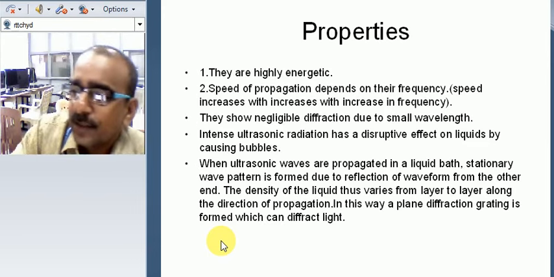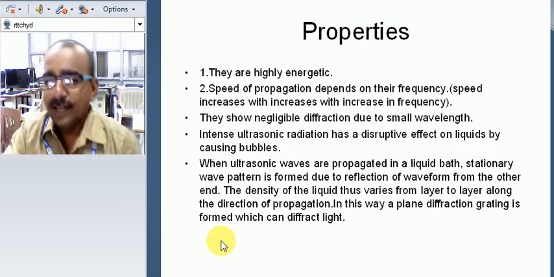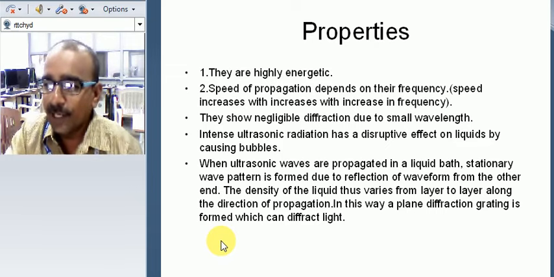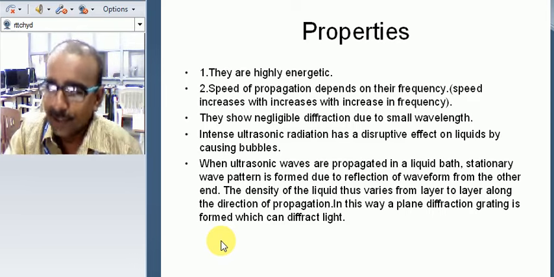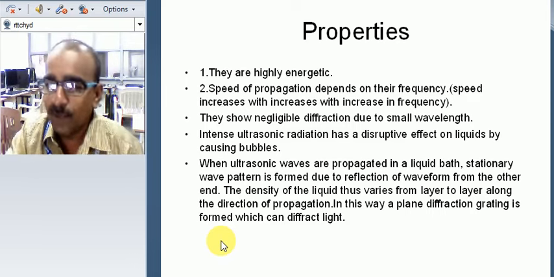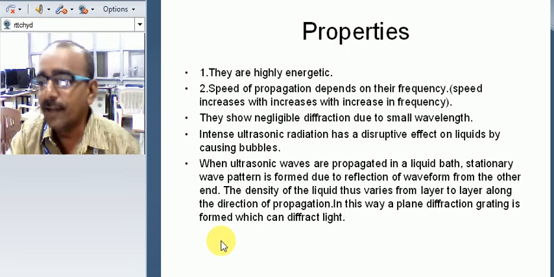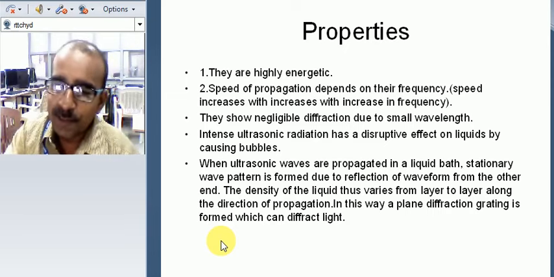Next, the properties of ultrasonics. These ultrasonics are highly energetic. The speed of propagation depends on their frequency. They show negligible diffraction due to smaller wavelengths. Intense ultrasonic radiation has a disruptive effect on liquids, causing bubbles. That is, whenever you pass an ultrasonic wave into a liquid, it causes bubbles.